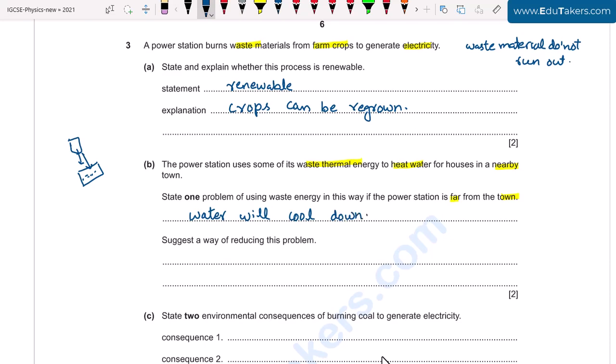Suggest a way of reducing this problem. We can reduce this problem by insulating the pipes so that the temperature of the water remains high. I write here insulate the pipes.